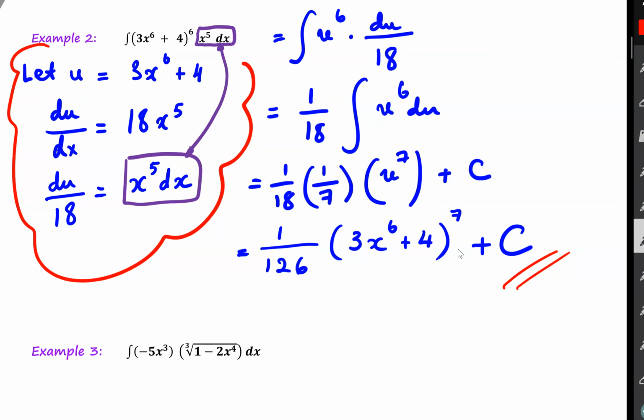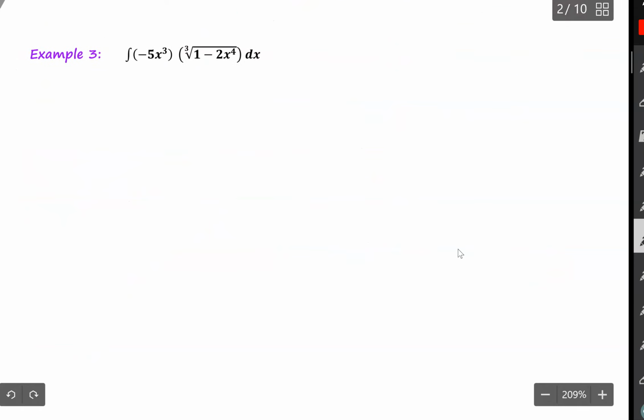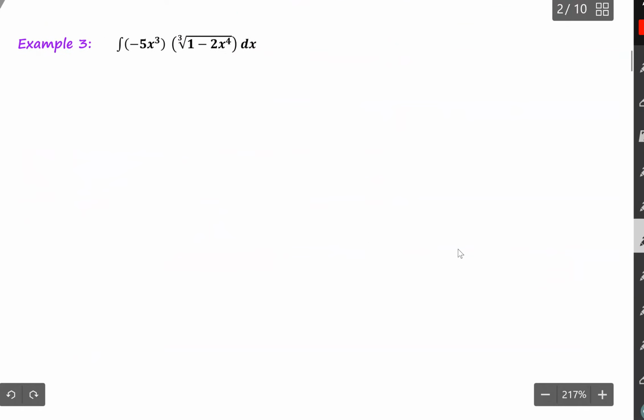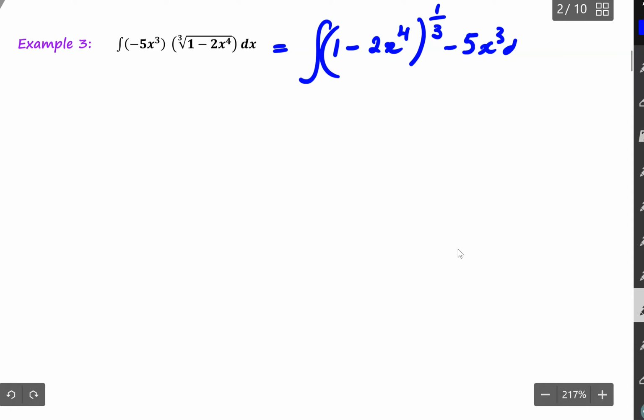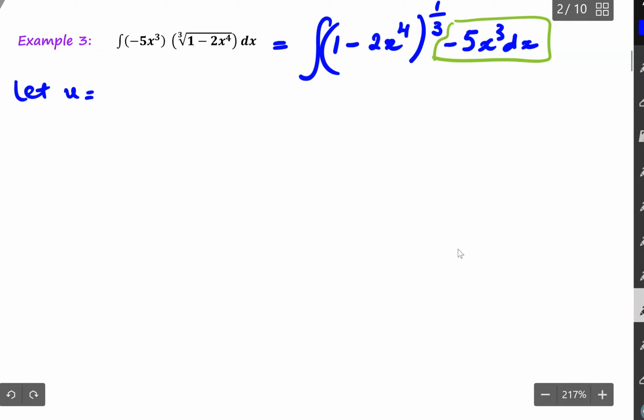Alright, let's move on to example number 3. What I will do is write the integral of (1 minus 2x to the exponent 4), all of it raised to the exponent 1/3, times negative 5x to the exponent 3 dx. You may want to put these together, because this is related to your differential factor du. So I'm going to let u equal 1 minus 2x to the exponent 4.